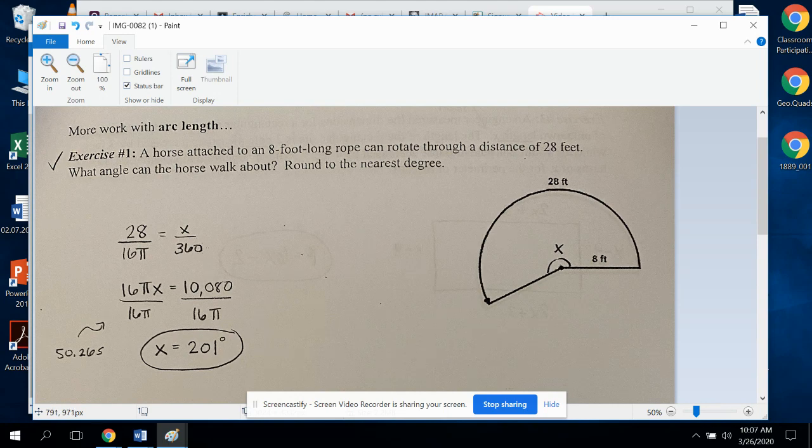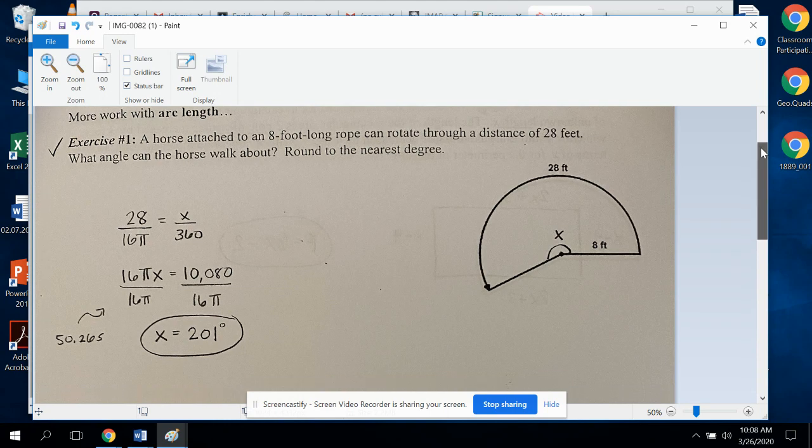So we took this arc length formula. Instead of finding the arc length, we're using it to find the angle. Cross multiplied. All these problems you can cross multiply. And I divided out the 16 pi, or technically I divided by 50.265. And that angle is going to be 201 degrees. So look at your picture. Does that make sense? Sure. More than half of the circle the horse rotated through. 201 is a fair estimate.